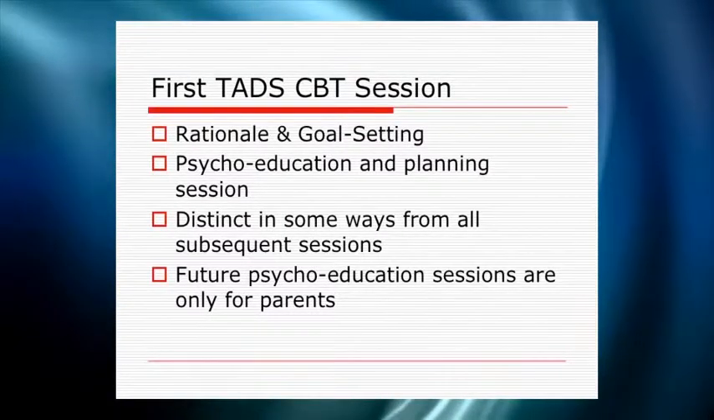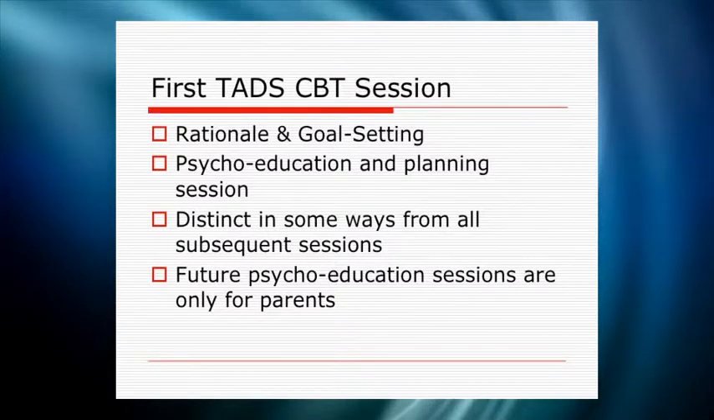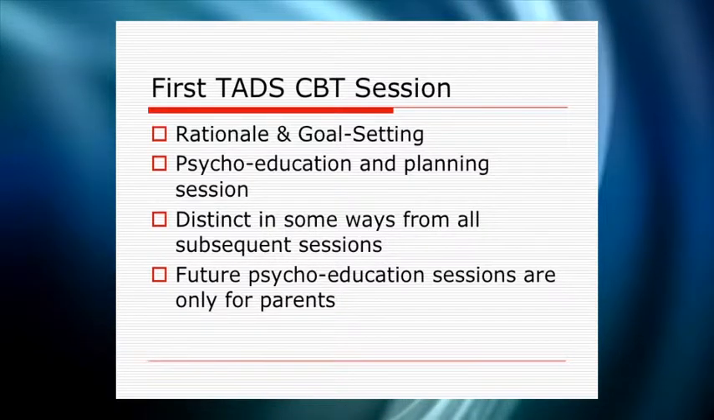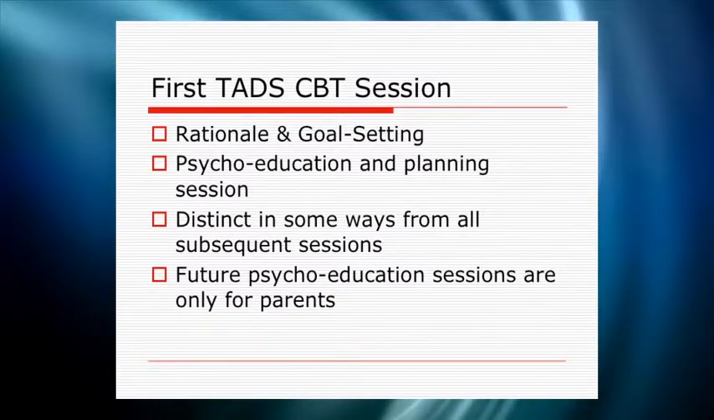The second bullet here is psychoeducation about depression and about CBT. You have to explain to them what CBT is and how it works. This session is distinct from all subsequent sessions, partly because ideally you have both the kid and the parents there, and partly because you're doing an awful lot of talking in this session, which is different from later sessions. And in the TADS manual, you'll see that future psychoeducation sessions are for parents, just parent psychoeducation. The child psychoeducation is in little bits in each session, but there are entire sessions devoted to explaining the treatment to the parents as the kids are going through it.